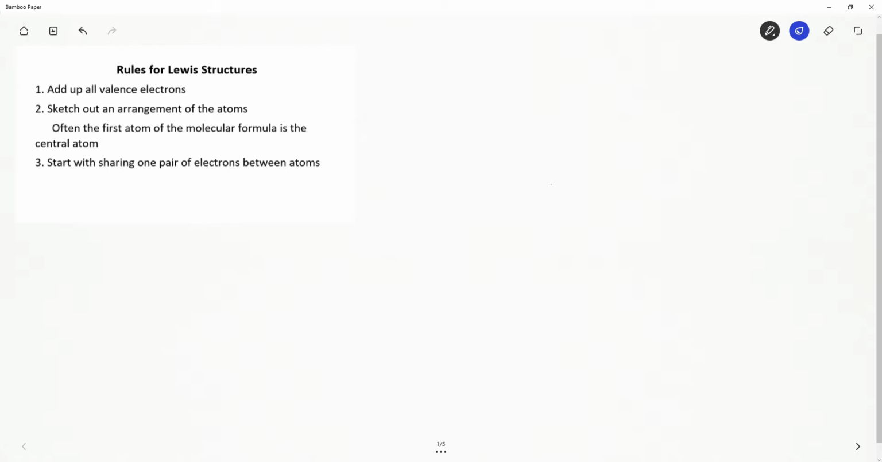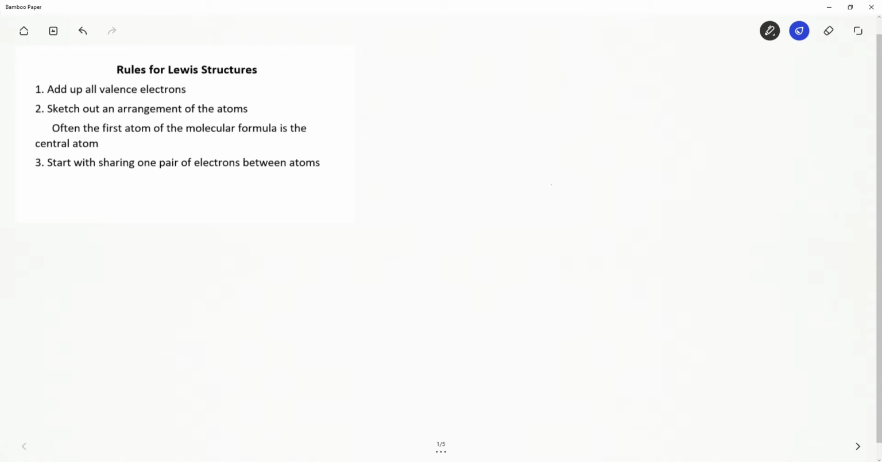Okay, but before we actually start drawing or counting up valence electrons, let's go over our basic rules for Lewis structures. The first thing that we are going to do is count up all of the valence electrons. Once we have that number, we are going to sketch out an arrangement of the atoms. Now, this is usually my best guess as to how atoms are arranged. And a hint that is very useful to me is that usually when a molecular formula is written out, the first atom is very often the central atom.